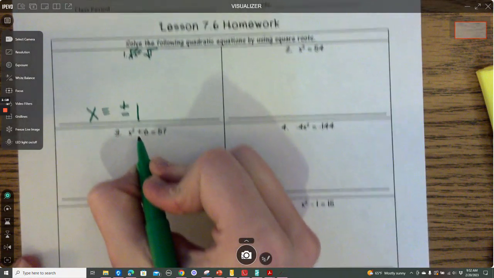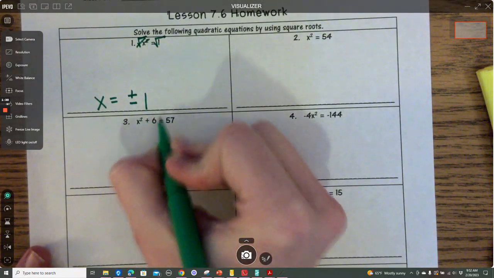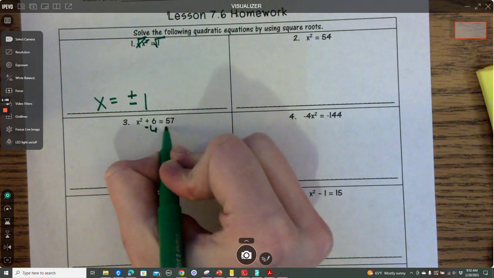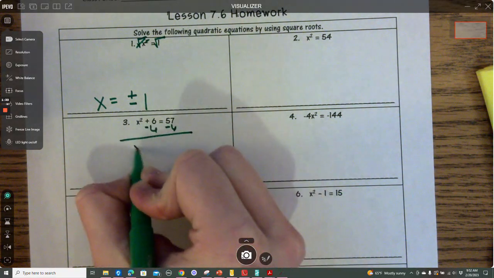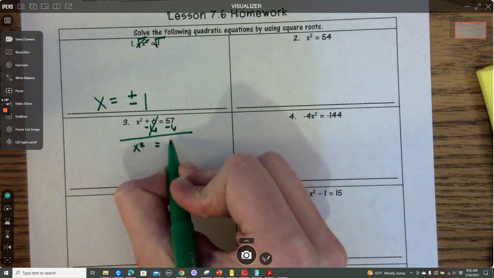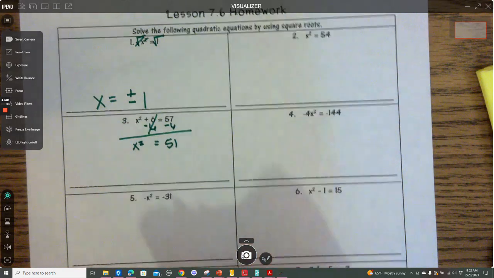X squared plus 6. What I can do here, again, I don't have an x term. So these are for when there's no x term in there. It's just an x squared term, and then it's just a number. I want to move this to this side. So I've got x squared, this will cancel, and then 57 minus 6 is 51.